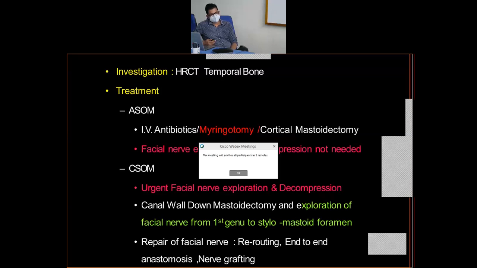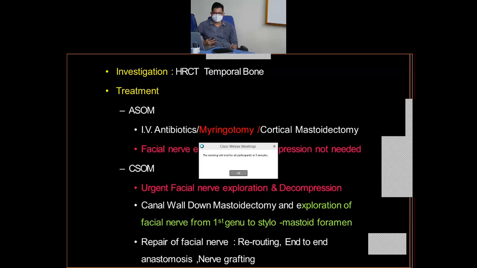So canal wall down mastoidectomy. The most common part to be involved is the tympanic segment of the facial nerve. That is the part which more often gets affected. So you have to do canal wall down mastoidectomy. Then you have to expose the facial nerve from the first genu to the stylomastoid foramen. That is the mastoid segment. So you have to explore the whole mastoid segment after mastoidectomy, and see whether there is any destruction, tear or break of the facial nerve.